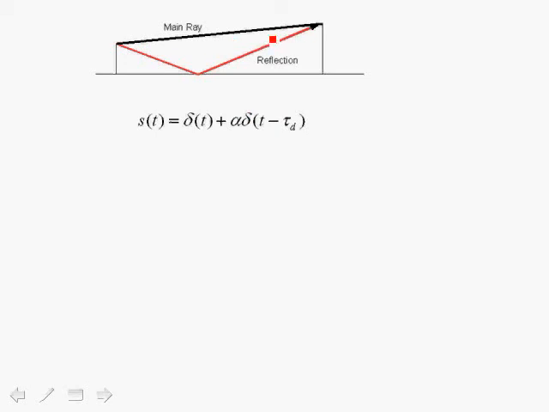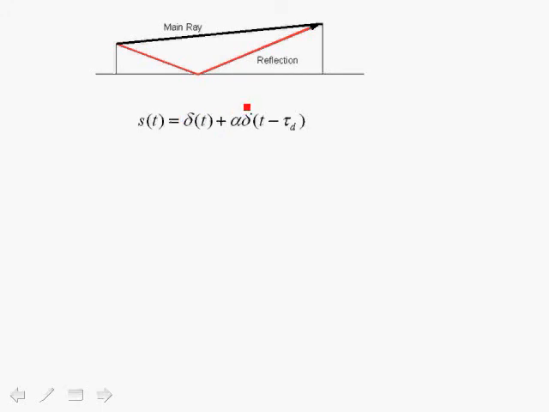Obviously there's going to be a time delay between the two. And alpha is an attenuation of the reflected ray compared to the main ray, alpha less than 1. And they add up at the receiver. So the received signal is a combination of the main ray and the reflected ray, expressed as delta t plus alpha delta t minus tau d. Note that in this case we are ignoring the bulk delay. There is a bulk delay from the transmitter to the receiver and also from the reflection, and we're just ignoring that and showing that the impulse has no bulk delay in order to simplify the expression.